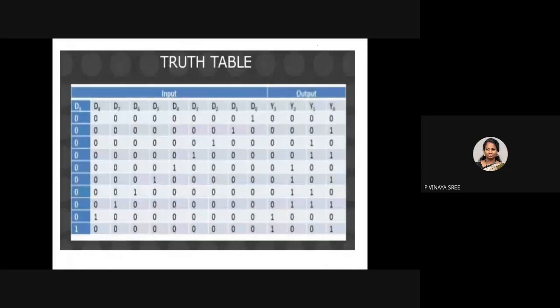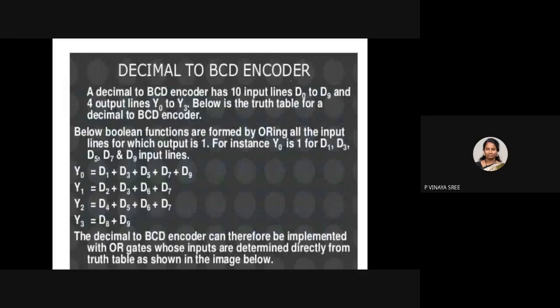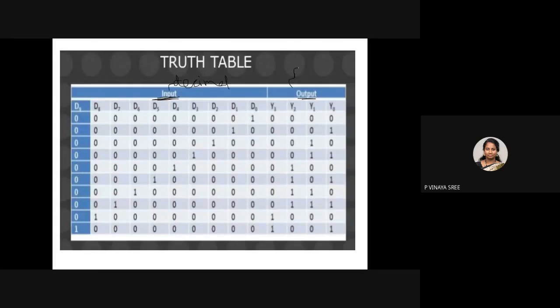This is your format. So this is your input. Concentrate, I will ask you questions. This is your output. The input is decimal, and the output is BCD, a 4-bit combination: y0, y1, y2, y3.